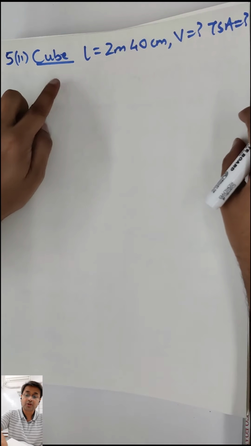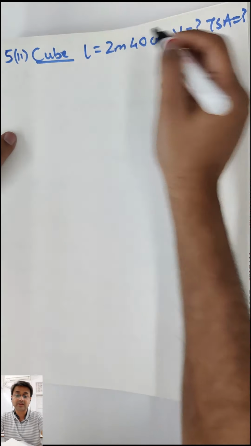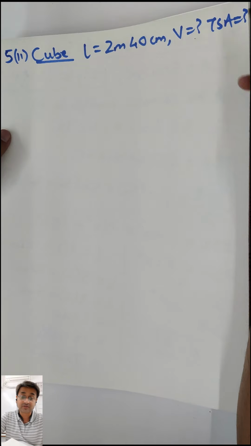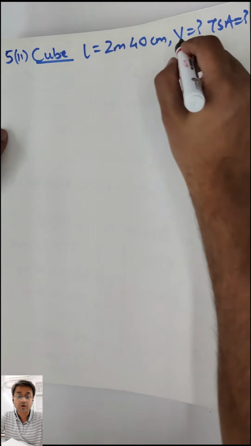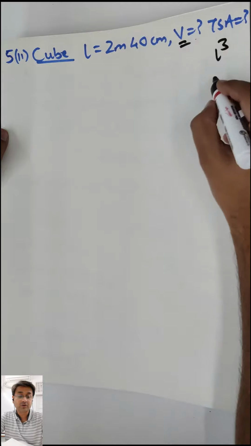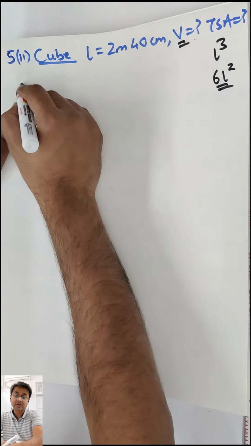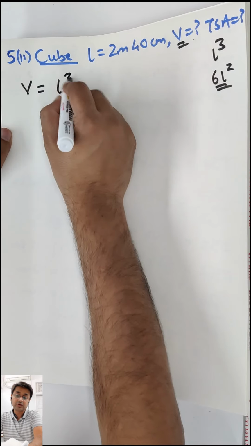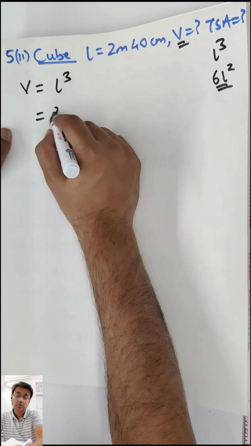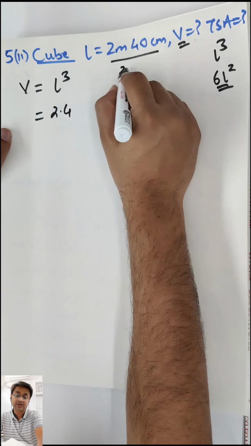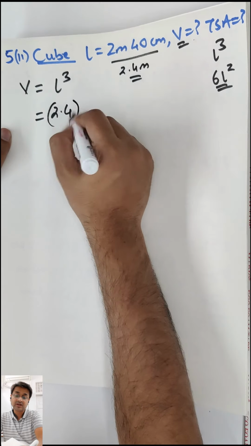5 part 2. You've been given the cube. Length is given. Volume and total surface. So cube, you know that the volume is L cube and total surface area is 6L square. So remember both the things, okay? So let's find the volume, which is L cube. So L will be 2.4. Convert this as meters. So it will be 2.4 meters, the whole cube.